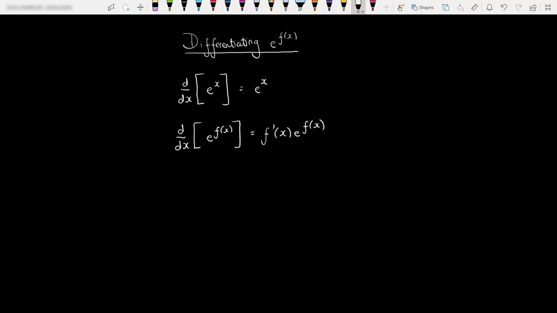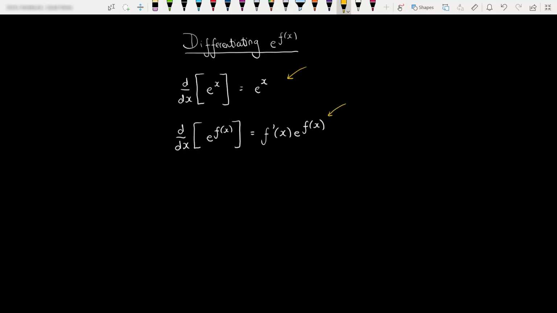So in this video, we're just going to have a look at some examples of how to differentiate expressions of the form e to the power of f of x. If you have a look at the notes, you're going to see these are the two rules for subsection 4.3. The first rule is if you differentiate e to the power of x, you're just going to get e to the power of x.